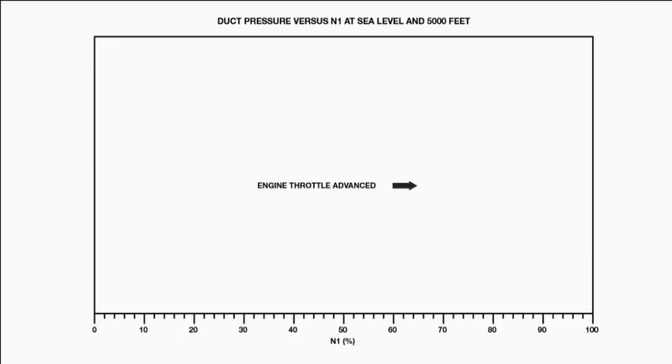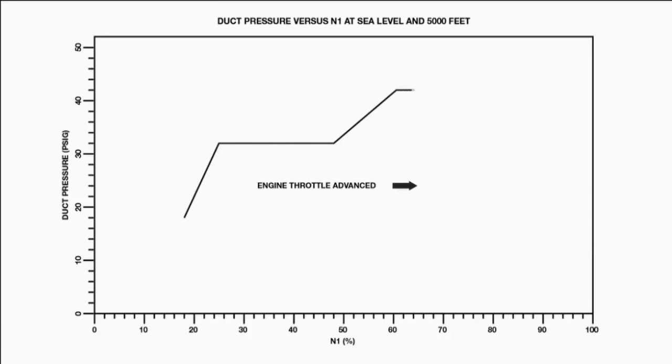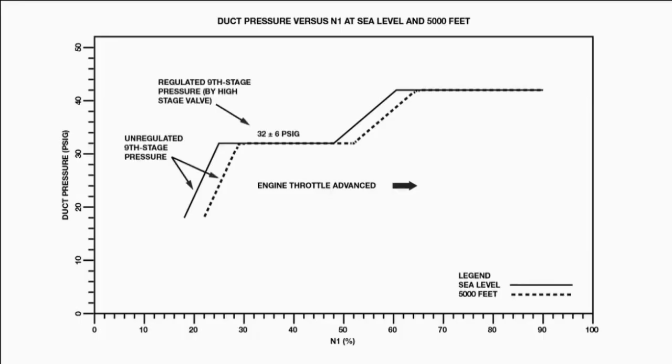To learn how to use this chart, let us take a closer look at how they are built. At the bottom of the chart is the scale for engine speed. Moving to the right on the chart corresponds with advancing the engine throttle. On the left side of the chart is a scale for duct pressure. These are lines that plot bleed schedules or duct pressure, readings you should expect to see at given engine speeds for a given altitude.